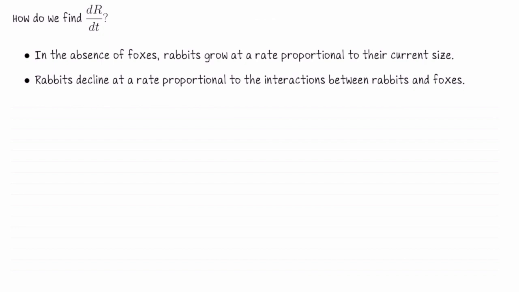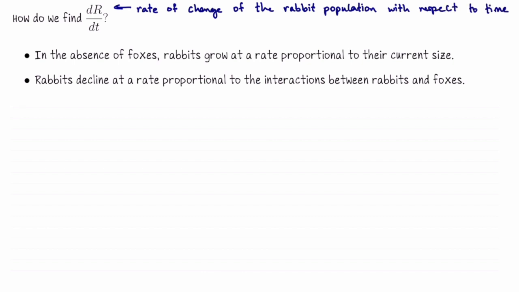Okay, let's look at what happens to the population of rabbits over time. So dr dt is the rate of change of the rabbit population with respect to time. We have two conditions here for the rabbits. One tells us how they grow and the other one tells us how they decline. Let's call the first one number 1 and the second one number 2.